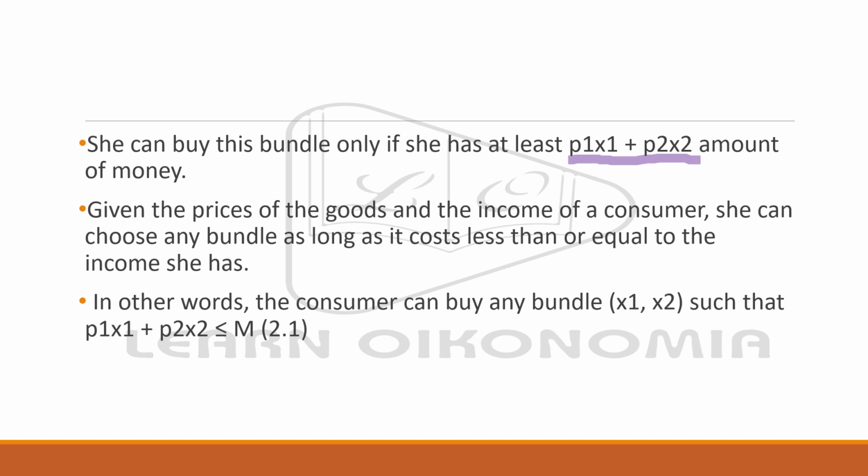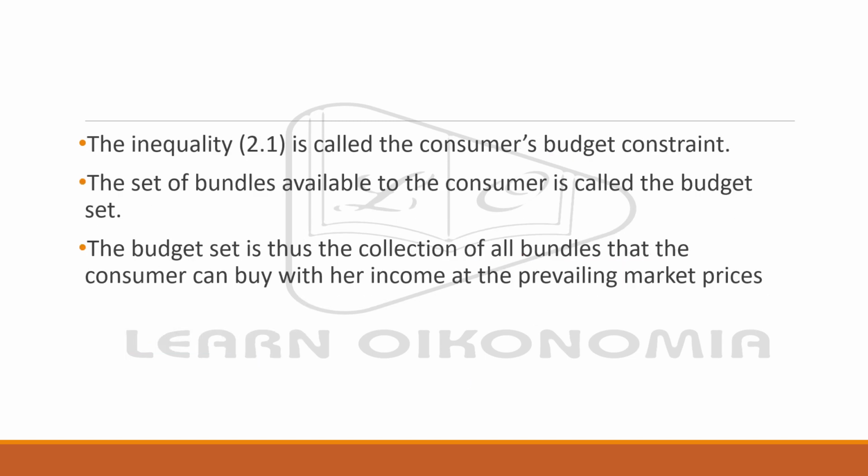So given the prices of the two commodities as well as the income, the consumer can choose any combination as long as it costs less than or equal to the person's income. So this is very important, less than or equal to the income of the person. Or else you can say that the bundle which would be chosen by the consumer would be satisfying this situation. That is P1 X1 plus P2 X2 would be less than or equal to your income, that is M. So this is known as the budget constraint of the consumer.